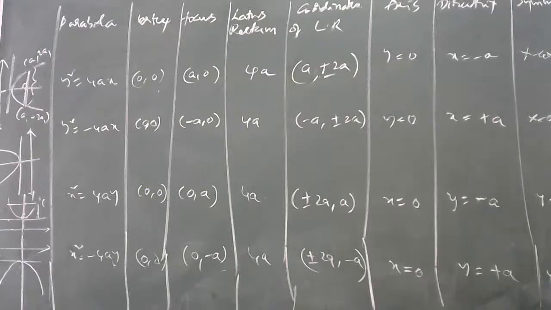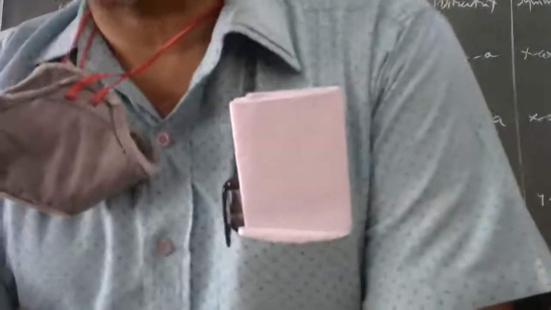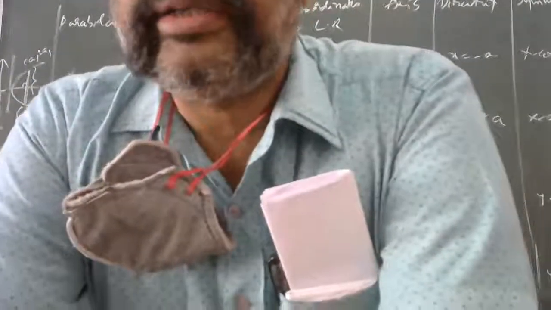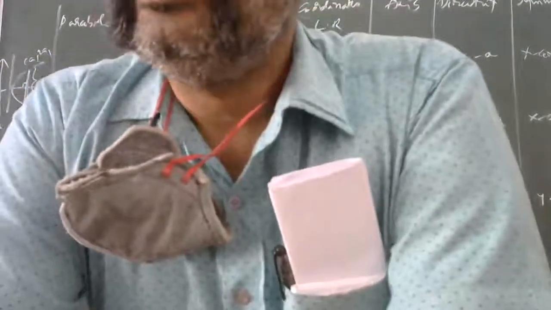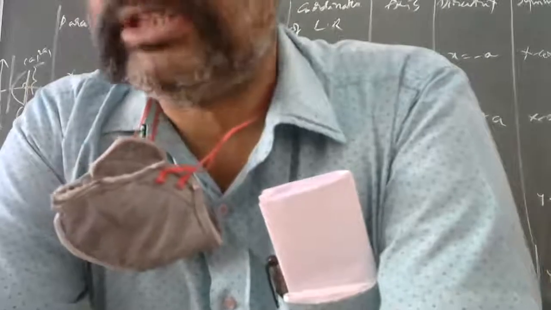Okay, we'll continue tomorrow. You can do exercise 11.2 now. 11.1 is on the circle, very easy, direct questions only. You can get them from this formula easily.